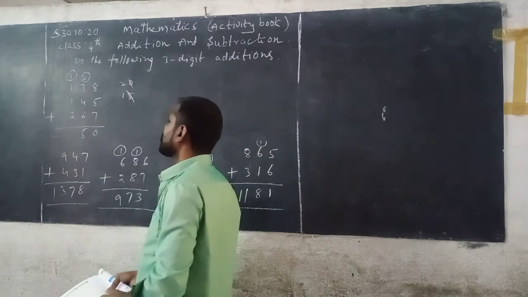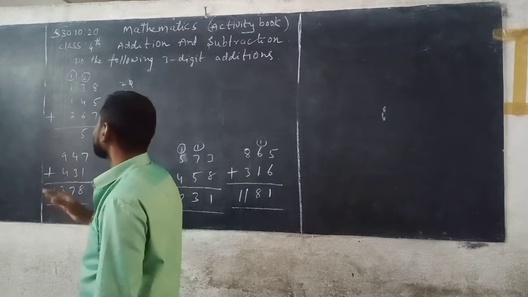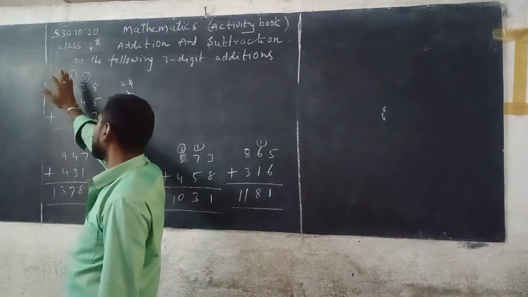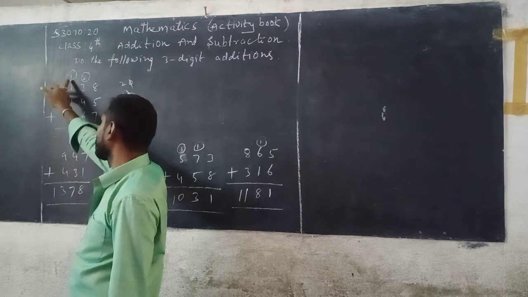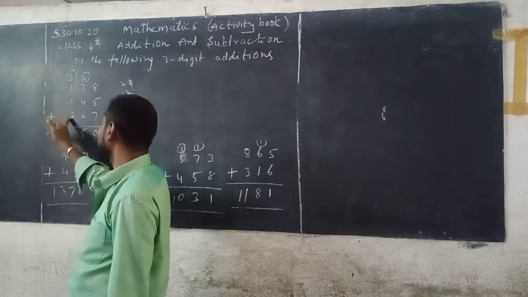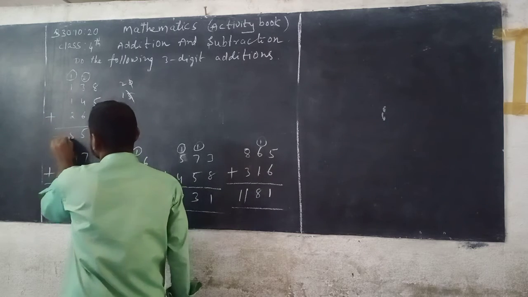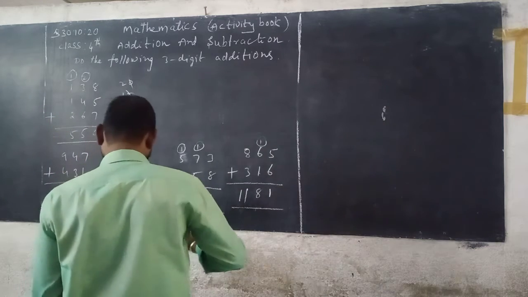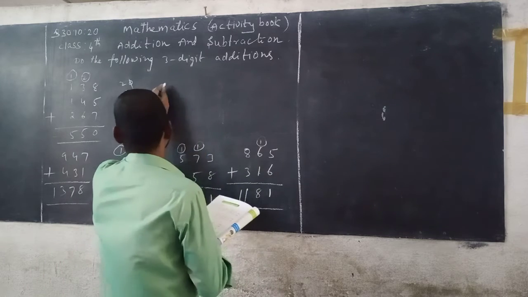Now next, add the digits in hundreds place along with carrying: 1 plus 1, 2. 2 plus 1, 3. 3 plus 2, 5. So sum is equal to 550. Now next, 240.